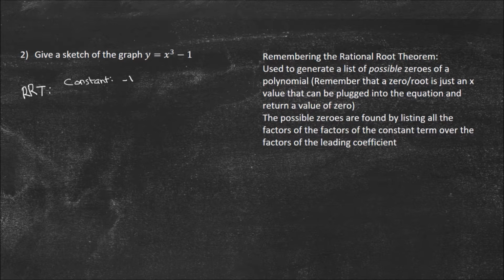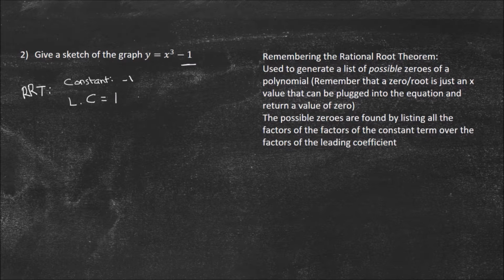Because that's the constant on the end here. Then the leading coefficient, I'll just write LC for that. That's whatever the coefficient in front of the term with the highest degree is. In this case, the highest degree is obviously x cubed. The coefficient in front, we don't see anything there, so we can assume it's a 1. So constant is negative 1, leading coefficient is 1.